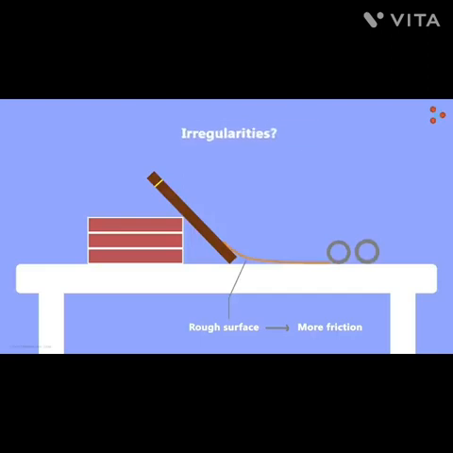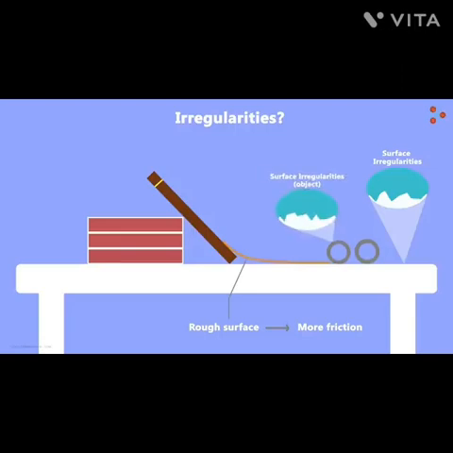What do I mean by irregularities? Now, even though the table looks smooth, if we zoom into the surface, we will see the surface irregularities. Even the surface of the object has irregularities. Though they are minor, they still exist. Now the irregularities on the surfaces lock into one another. So whenever we have to move an object, we need to overcome the irregularities.